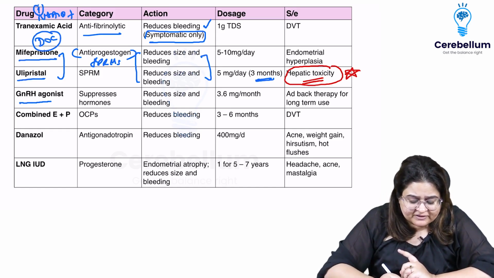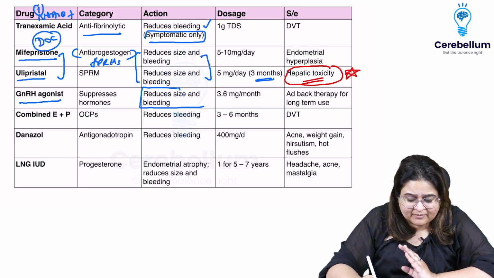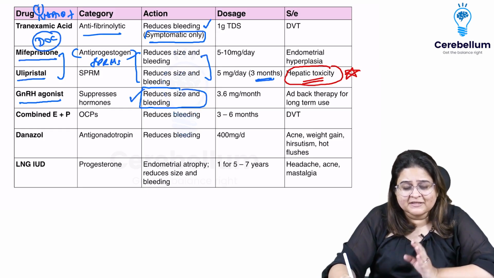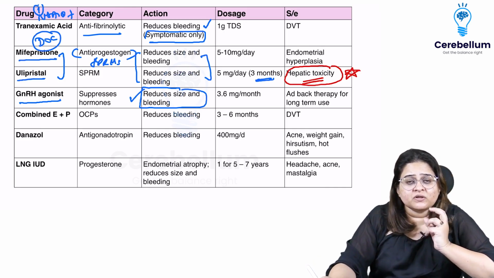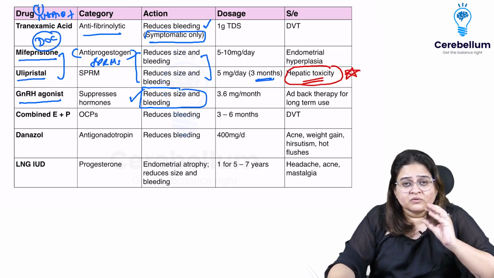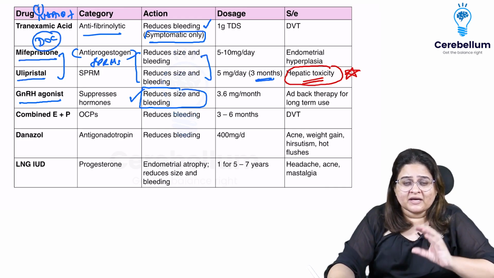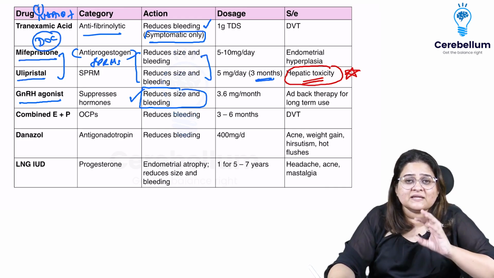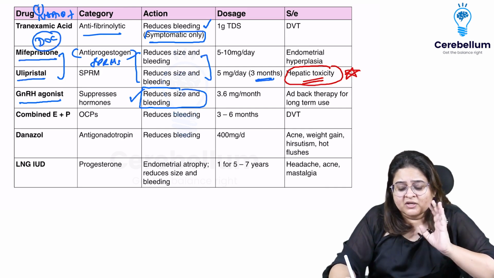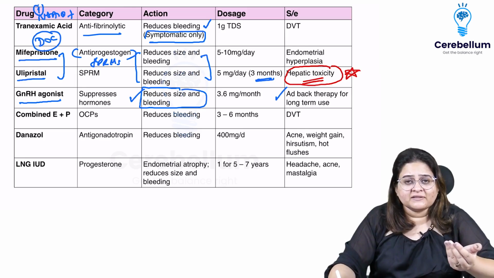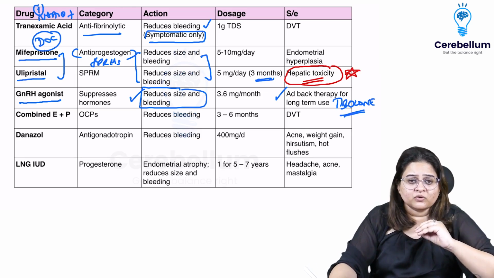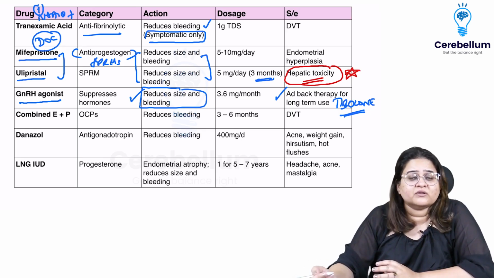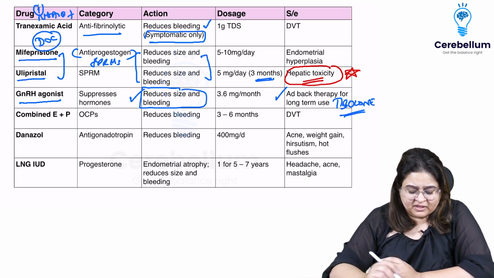Then GnRH agonists, they reduce the size and bleeding also. But if you're using them long term, what happens with GnRH agonists? It leads to a state of pseudomenopause. So these women become hypoestrogenic, and that can affect the bone density and lead to early onset osteoporosis. To prevent that, you have to add back therapy to prevent bone loss. Usually we give Tibolone, and this will prevent bone loss. So with GnRH agonist long term, think of add back therapy to prevent bone loss.